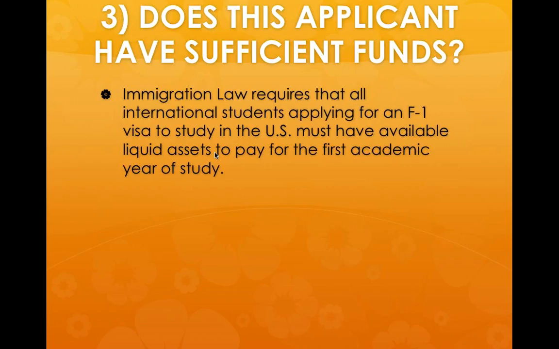Immigration law legally requires that every international student applying for a study visa should have sufficient funds. If they have nothing else, they should at least have the first academic year of funds for living and tuition fees, and a plan for how they will fund the second year. That's the minimum requirement, but it is generally preferred that whatever is mentioned in your I-20 you should at least have.